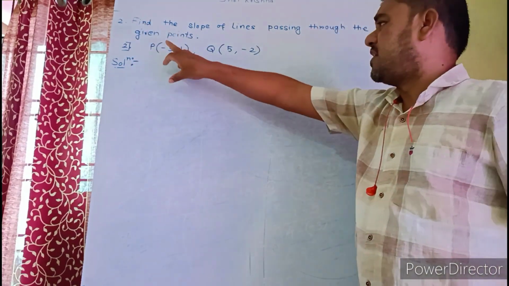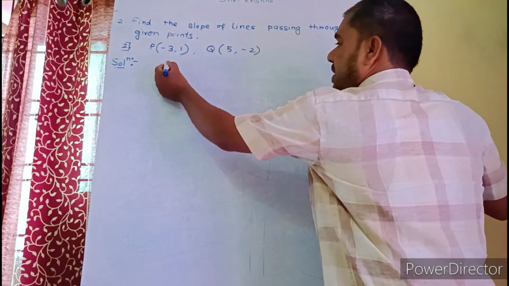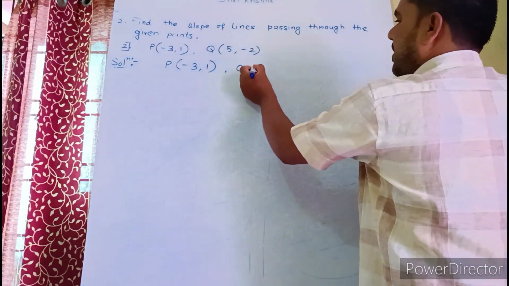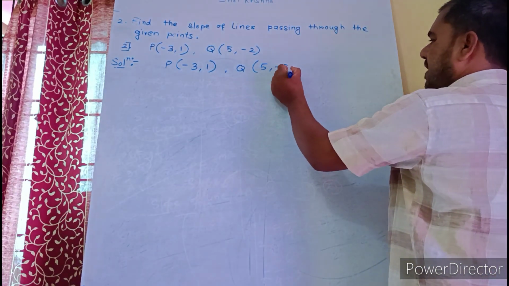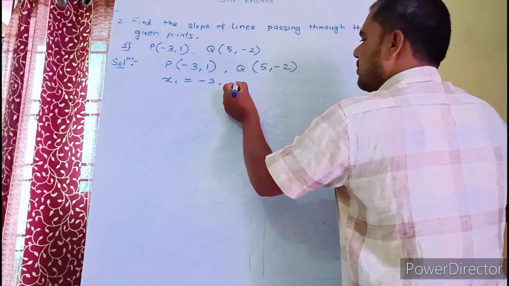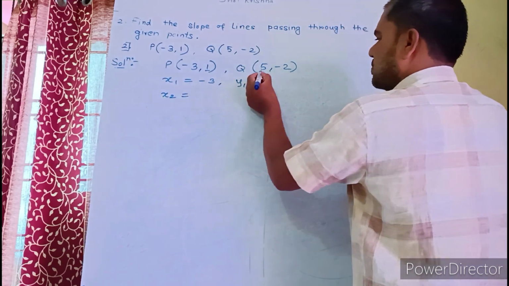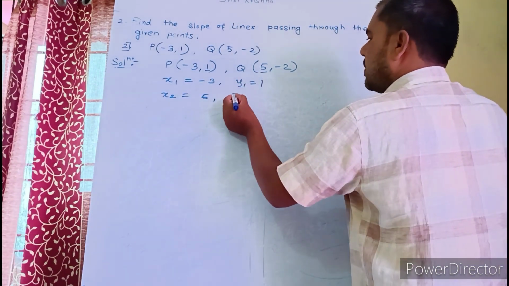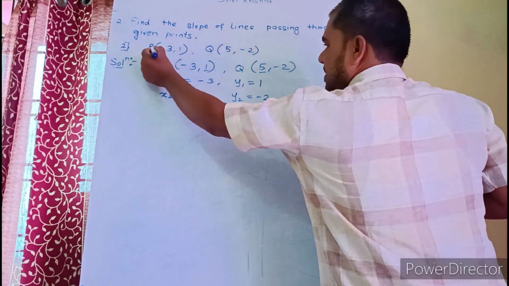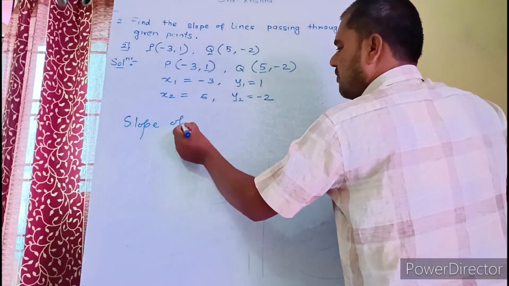Here two points are given, that is point P and point Q. Now write down the coordinates of this point P, that is (-3, 1), and the coordinates of this point Q, that is (5, -2). Here the value of x1 will be equal to -3, the value of y1 is equal to 1, the value of x2 is equal to 5, and the value of y2 is equal to -2.